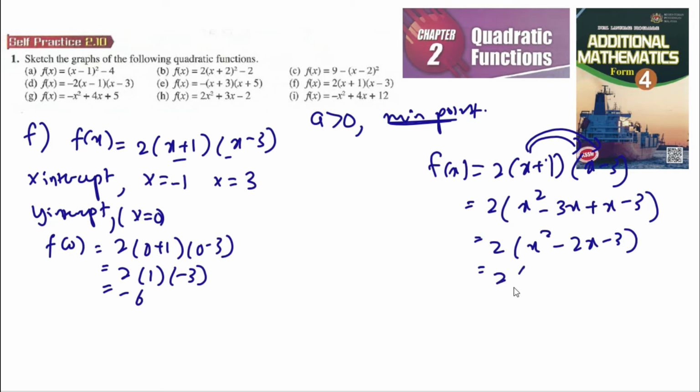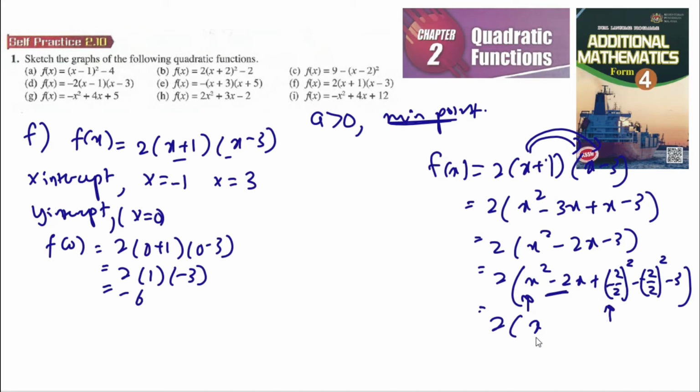To do completing the square, x squared minus 2x, plus a square minus a square, minus 3. The number in the bracket should be the middle coefficient, negative 2, divided by 2. Don't forget the negative sign. So we take the first and third terms. So x minus 1 squared, because negative 2 over 2 is negative 1, and negative 1 squared is 1, minus 3. So we get 2[(x minus 1) squared minus 4].